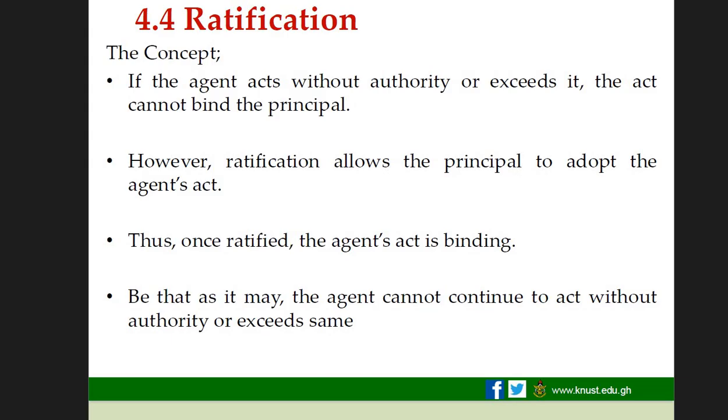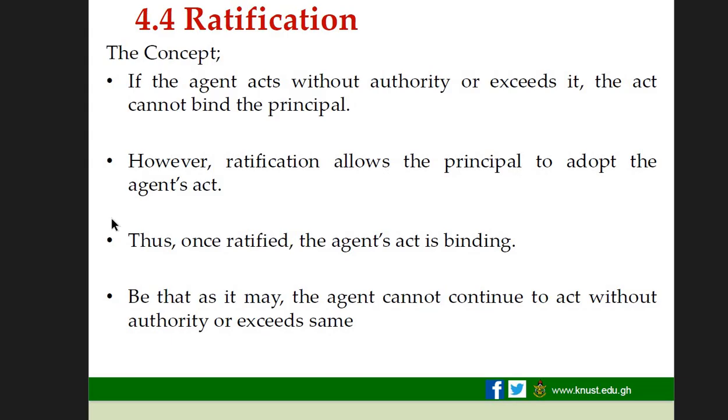Yes, the principal can later approve that particular act. So once the principal approves the act, say you signed a particular document or contract without the principal's consent, the principal can later come and approve. That is the ratification we are talking about. He can later say, even if my agent has signed this, let the deal go through. So it makes it legally binding, as if the agent had authority from the principal.